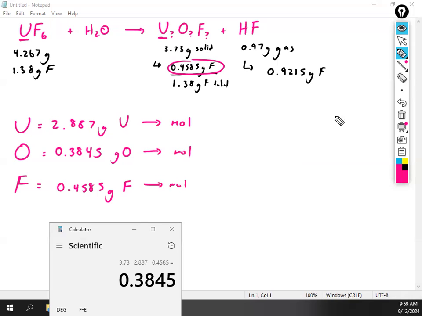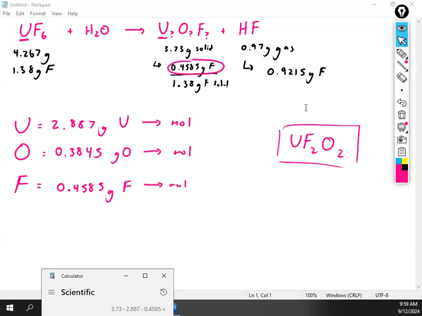All right, so I will let you guys finish up that problem, but I'm going to give you guys the answer. Your empirical formula will be UF2O2. So if you guys end up getting that, great job. If you guys don't, just retry the calculation. You probably messed up on the calculator like I did. Yes.